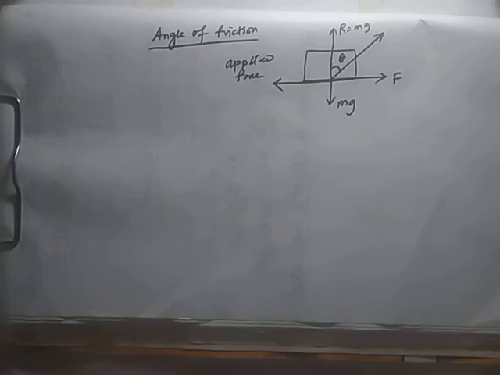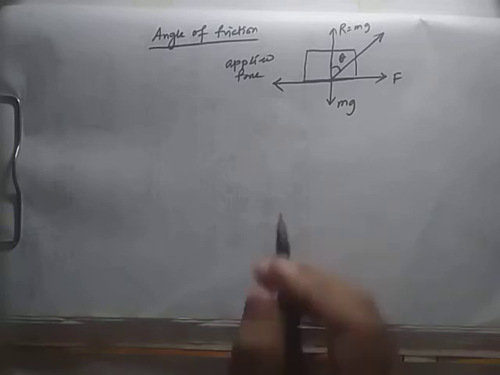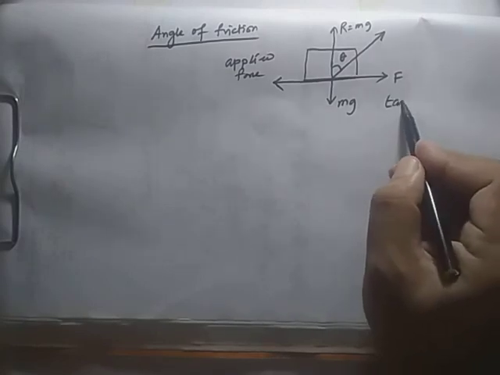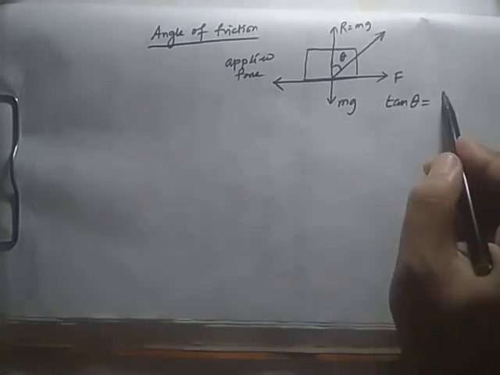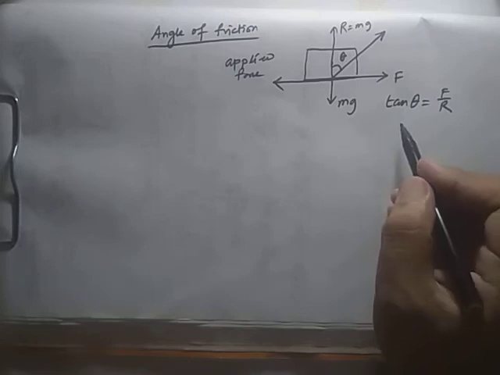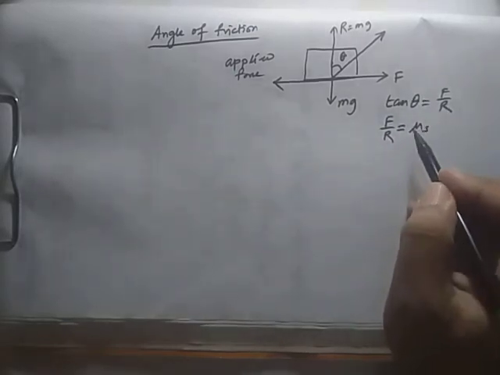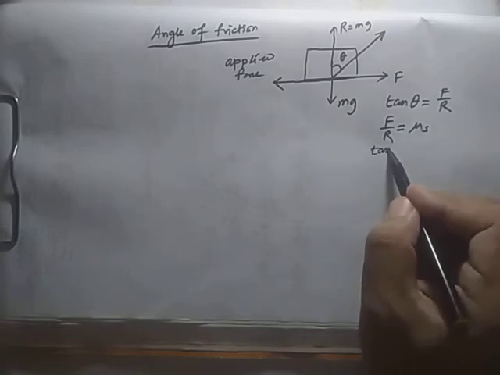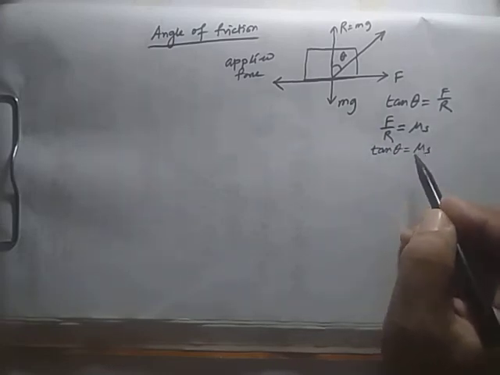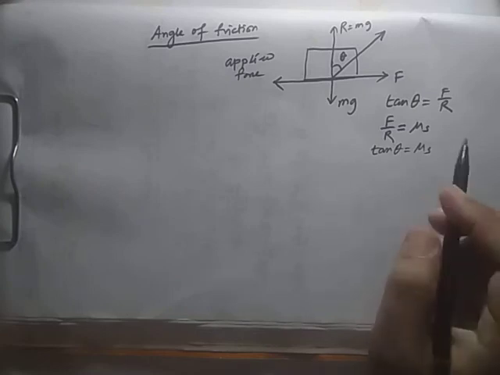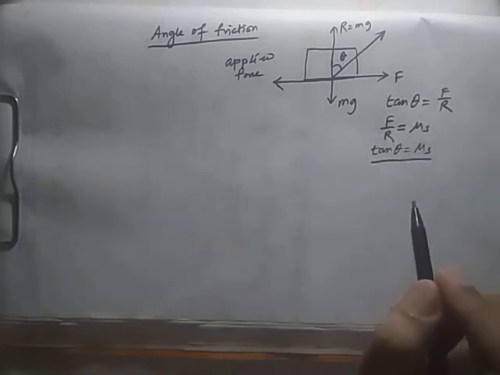Write the angle between the normal reaction and the resultant of the limiting force of friction and the normal reaction is called the angle of friction. So from here you can write tan theta is equal to F by R. So F by R is equal to mu s, that you also know, the tan theta is equal to mu s. So coefficient of static friction is numerically equal to the tangent of the angle of friction.